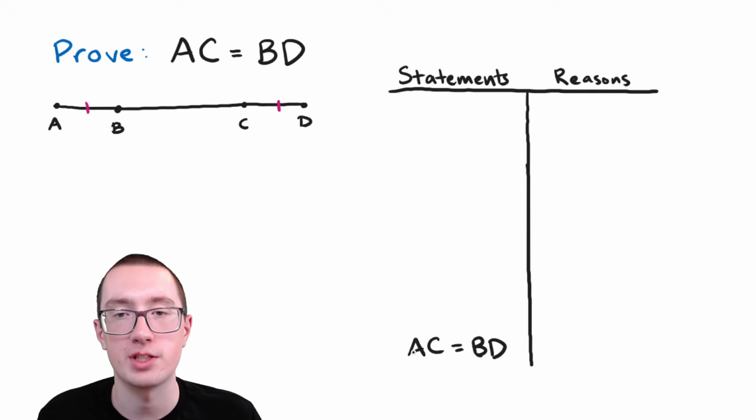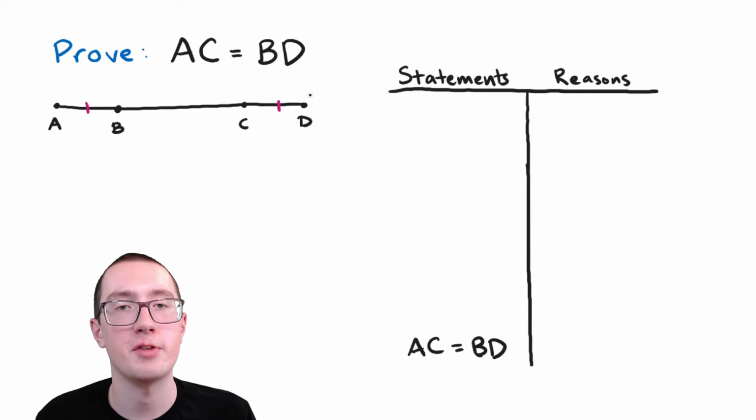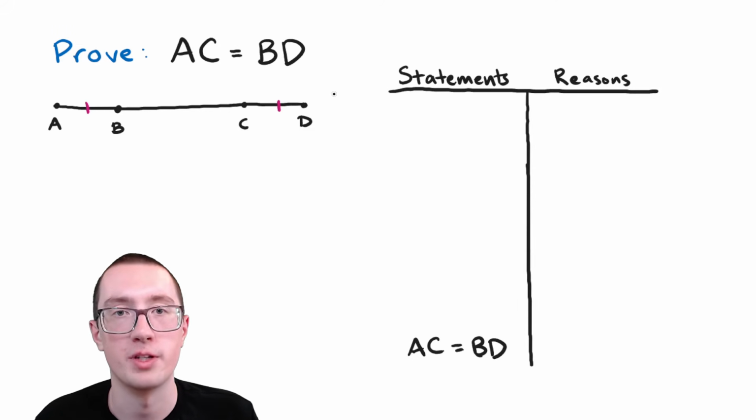This is going to be our final step, and this is what we need to connect to. But this one seems kind of weird because we don't have any given information, right? It just says prove that AC is equal to BD. So what do we put to start? Well, we actually are given information to start. It's just not in letter or word form. Instead, it's in the form of these little pink lines.